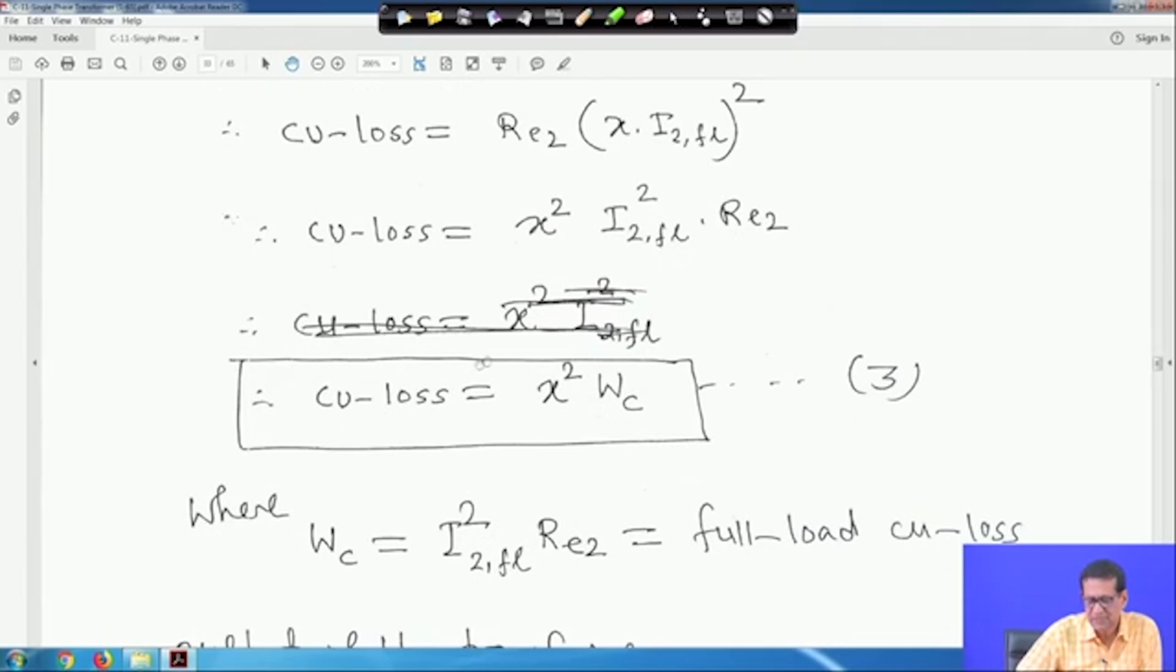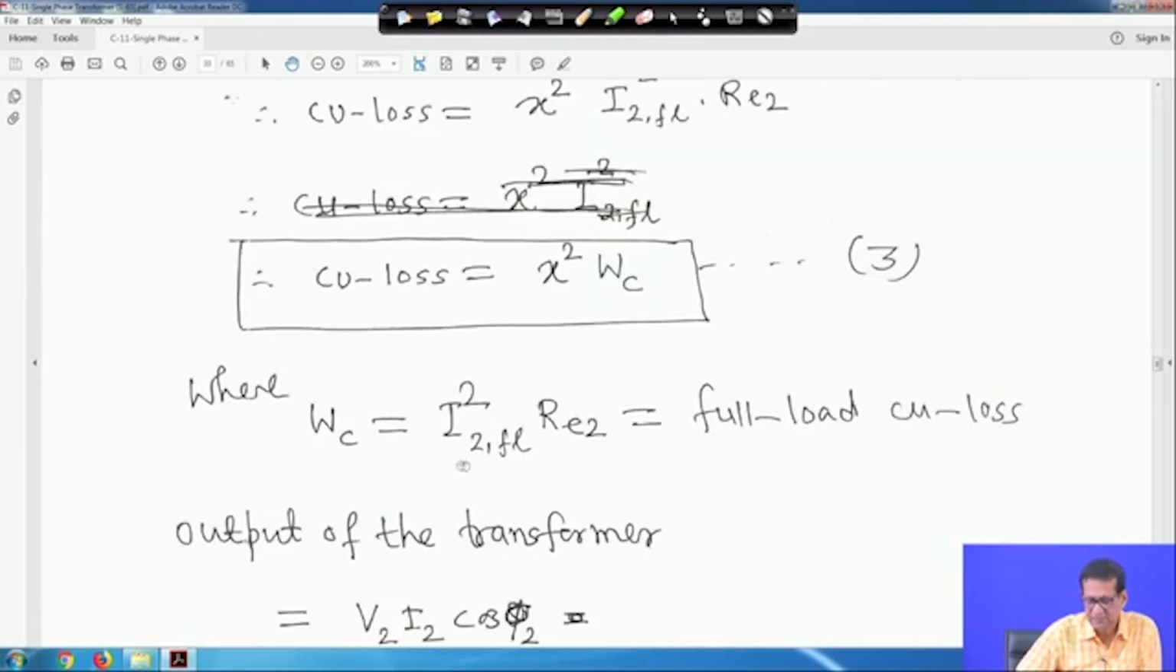Therefore, we can write that copper loss is equal to x square into WC, where WC is equal to I2 FL square into Re2. It is called full load copper loss. So WC is the full load copper loss, and copper loss is equal to x square into WC. That is why I have written WC as this much full load copper loss.